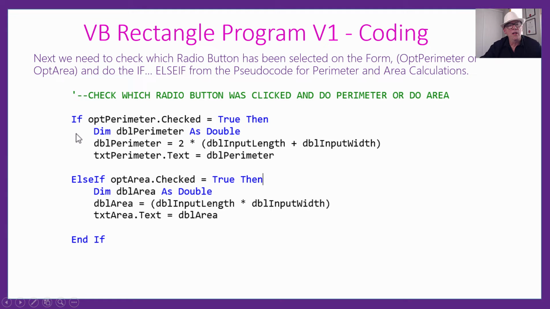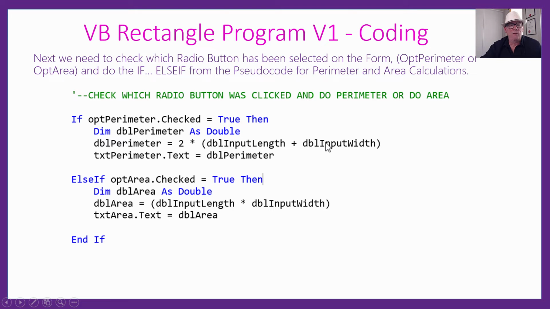So that can just be done with an if statement. So we just have if opt perimeter, that was the name of that radio button. If that's been clicked in, well then the checked property of it will be true. So you go opt perimeter.checked. So this is how you check a radio button on a form to see if the user actually clicked that selection. Use .checked equals true.